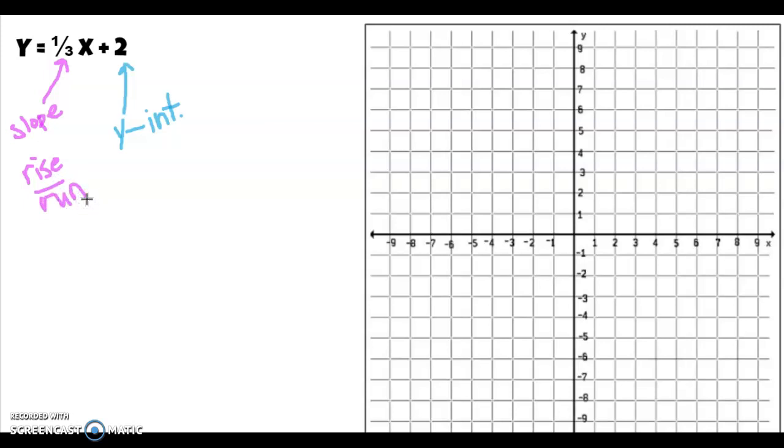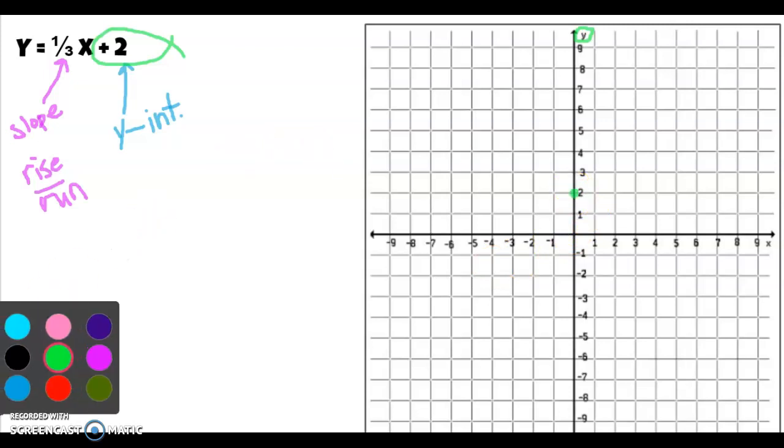But the first step to graphing this equation is to graph the y-intercept, which is this number right here. So I do that by going to the y-axis. Notice it's circled here, it's the y-axis. And I place the point +2 right there on that line. So let me just make the point a little bit bigger. And there it is right there. So that's my first step.